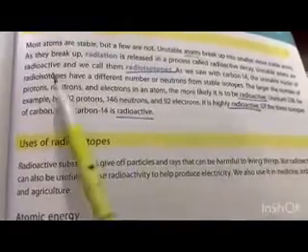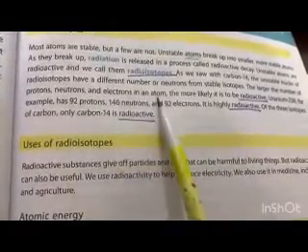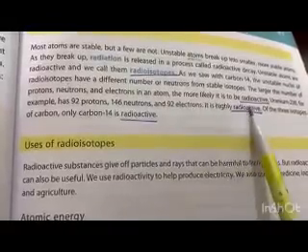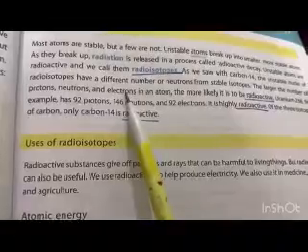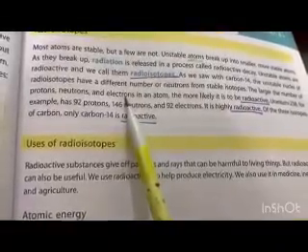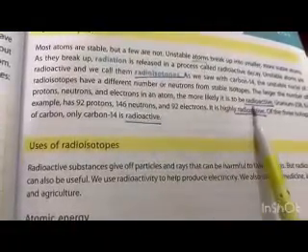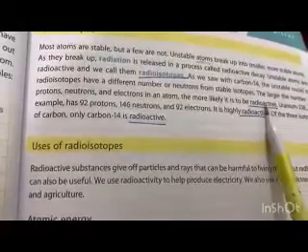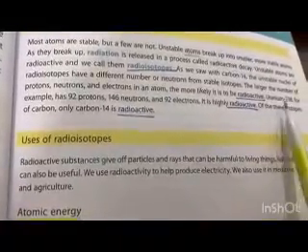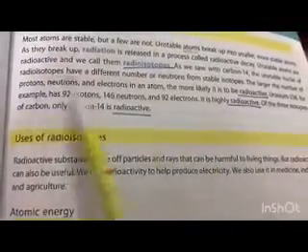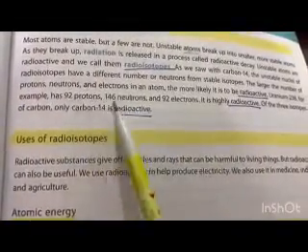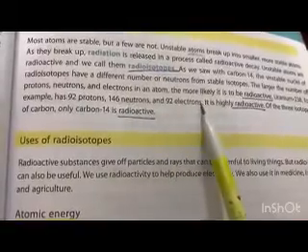The larger the number of protons, neutrons, and electrons in an atom, the more likely it is to be radioactive. If an atom has a larger number of protons, neutrons, and electrons, there are more chances that it's radioactive, meaning that the atom is unstable. Uranium, for example, is 238. This is a very big number. It has 92 protons, 146 neutrons, and 92 electrons.